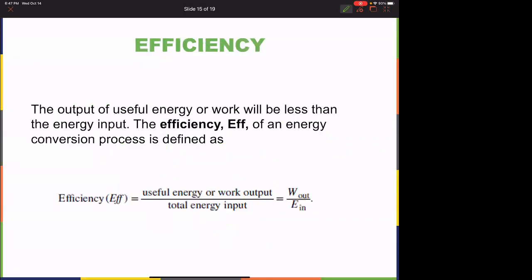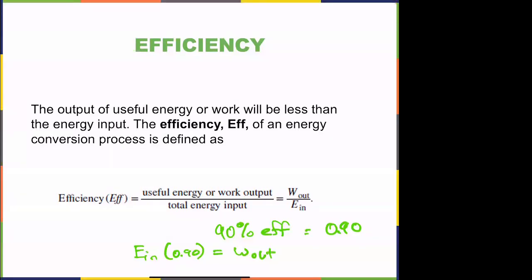All right, efficiency is the percentage that you use for your work, so like 90% efficient. We don't leave it as a percentage, that's 0.90. So the energy input times 0.90 equals the work that you're actually getting out, like a motor. A motor that's 90% efficient isn't going to do the same amount of work. It's going to give you less work. So a 5 horsepower motor at 90% efficiency is actually only doing 4.5 joules of work.